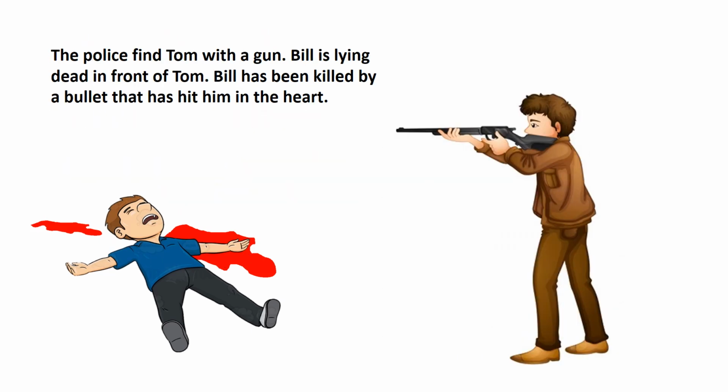Here's our next scenario. The police find Tom with a gun. Bill is lying dead in front of Tom. Bill has been killed by a bullet that has hit him in the heart. Again, the question for you is, did Tom murder Bill? Take a moment to discuss this in your table groups while the video is paused.